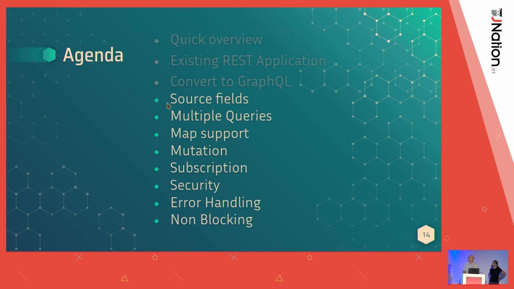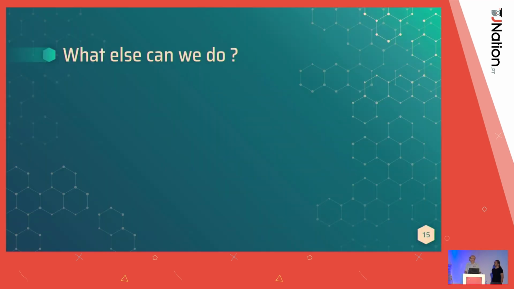Yeah, so we've shown source field. I didn't show multiple queries. Basically, multiple queries allows you to, if you say get movie, have another query that gets another movie that has less fields or more fields. So I can combine as many queries into one. We've shown map support, mutations, subscriptions and security. I've kind of shown error handling. We also support bean validation errors and normal exceptions and so on. And non-blocking we spoke about.